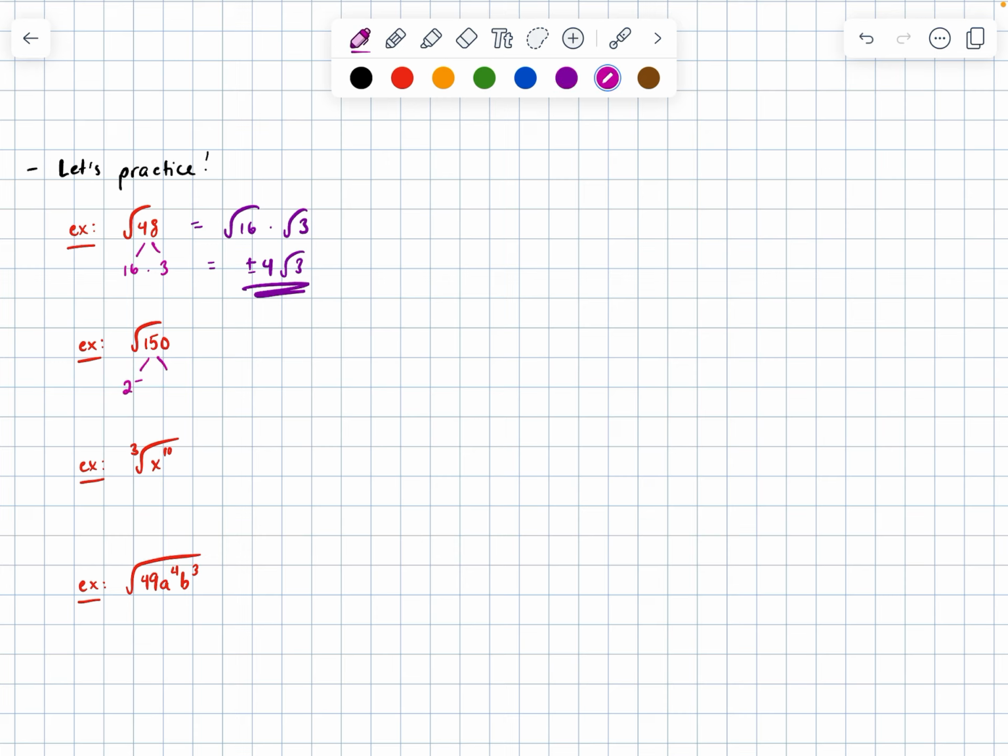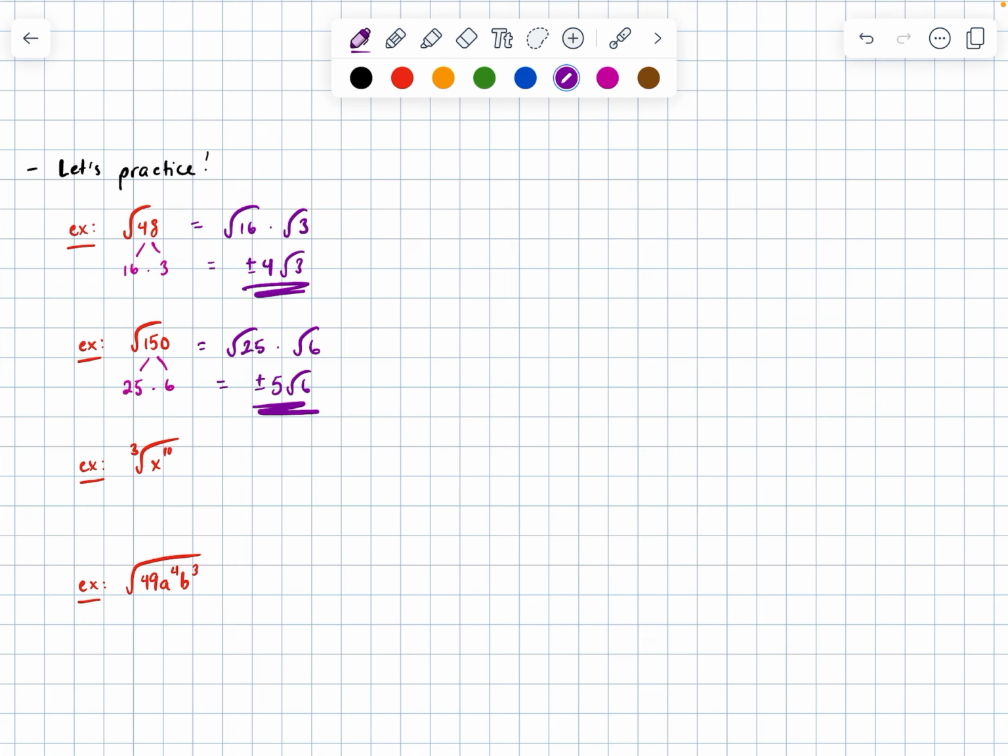Same thing for the square root of 150. I need to look for any factors that are perfect squares. Well, this is a multiple of 25. Using my product property, I can rewrite the square root of 150 as the square root of 25 times the square root of 6. From here, I don't know how to simplify the square root of 6, but the square root of 25 is either positive or negative 5. Smush it back up against that root 6. Plus or minus 5 root 6 is my final answer.